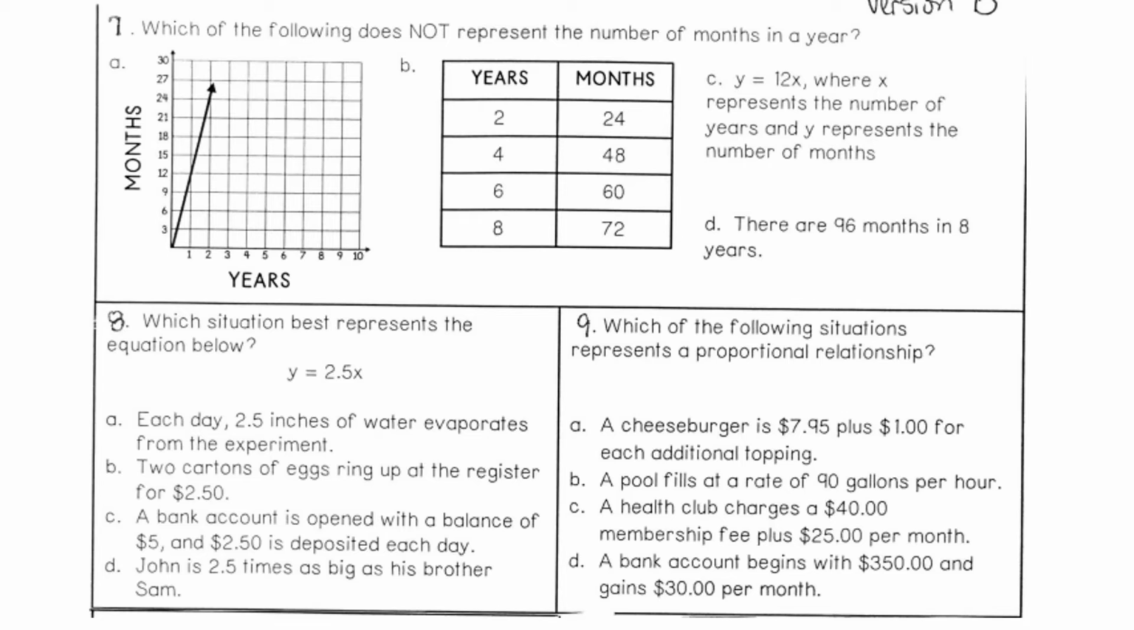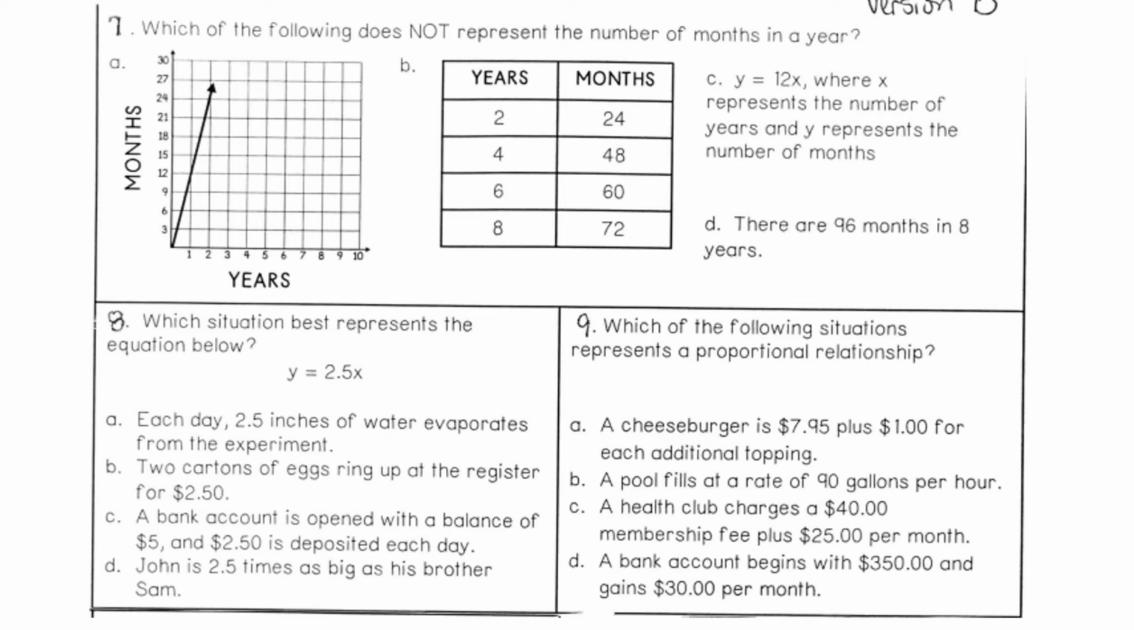Number 8, which situation best represents the equation below? A, each day 2.5 inches of water evaporates from the experiment. B, 2 cartons of eggs ring up at the register for $2.50. C, a bank account is opened with a balance of $5 and $2.50 is deposited each day. D, John is 2.5 times as big as his brother Sam.